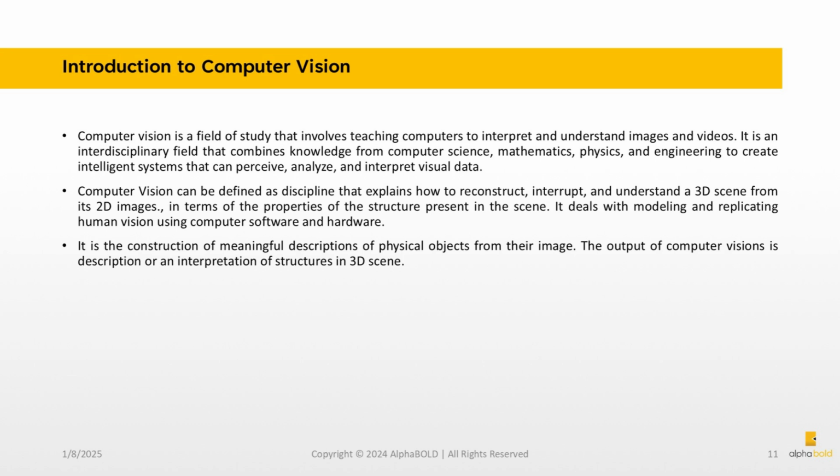Computer vision can be defined as a discipline that explains how to reconstruct, interpret, and understand a 3D scene from its 2D images, in terms of the properties of the structure present in the scene. It deals with modeling and replicating human vision using computer software and hardware. It is the construction of meaningful descriptions of physical objects from their image. The output of computer vision is a description or an interpretation of structures in a 3D scene.